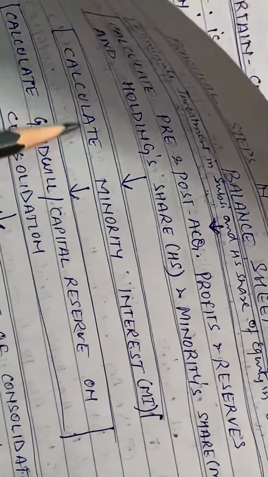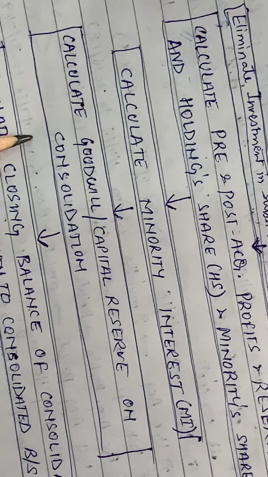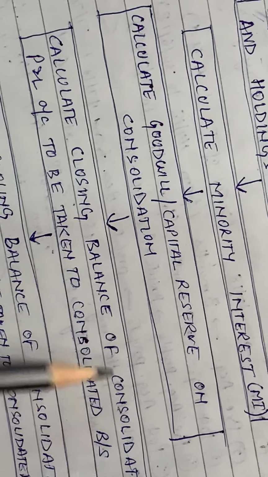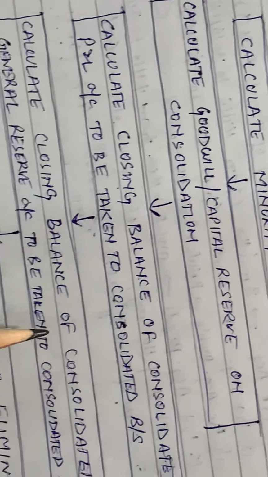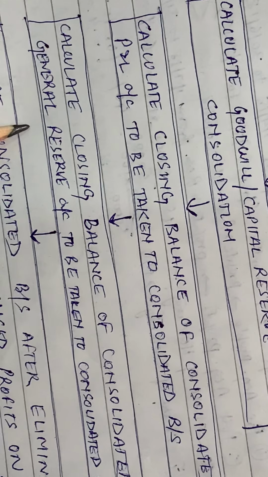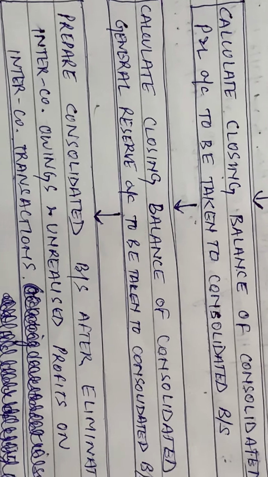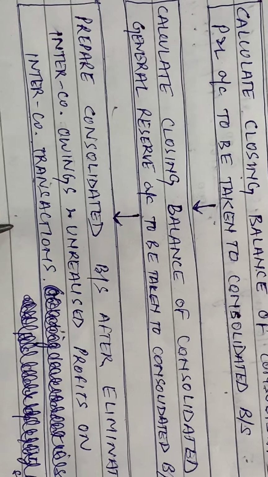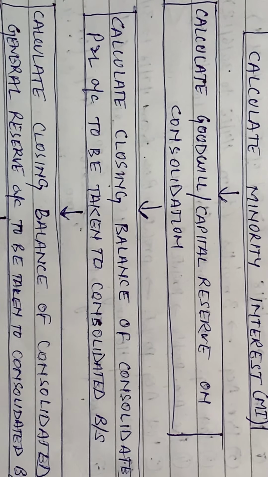Then we can calculate the minority interest. Then you can calculate the goodwill and the capital reserve on consolidation. Then we will calculate the closing balance of consolidated P&L account, which will be taken to the consolidated balance sheet, and in a similar way we will be calculating the closing balance of the general reserve, which will be taken to the consolidated balance sheet. And in the last, we will consolidate the balance sheet after eliminating the intercompany owings and unrealized profits on the intercompany transactions. So you can just pause the video and write these steps.